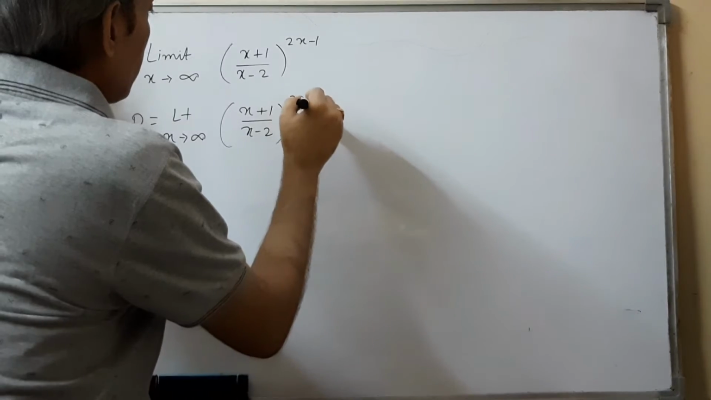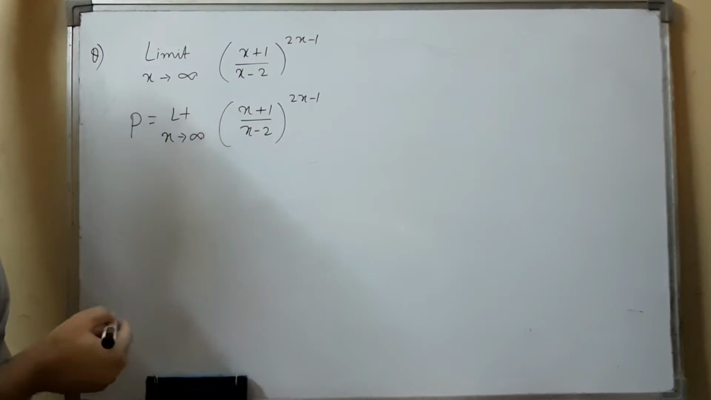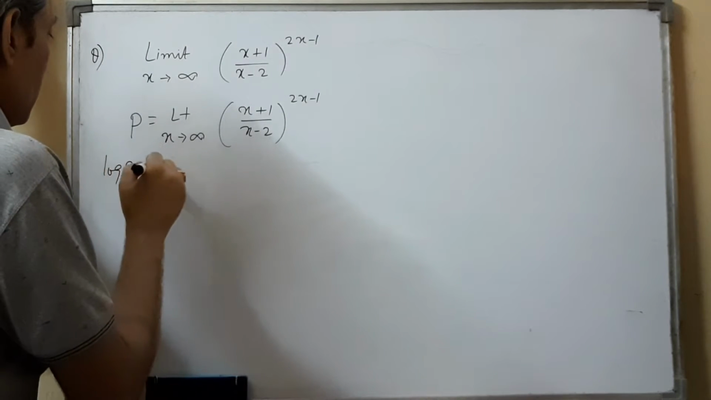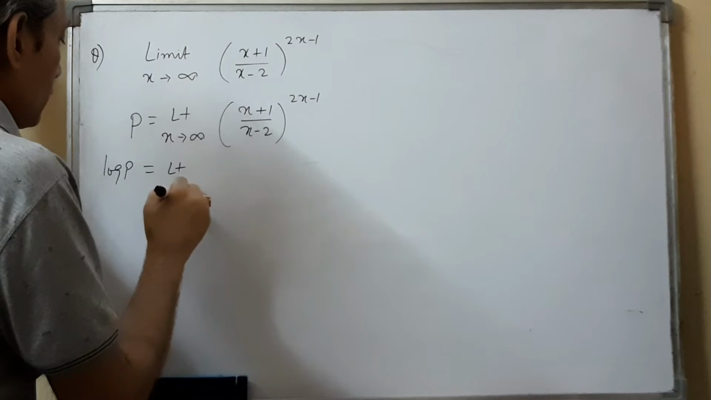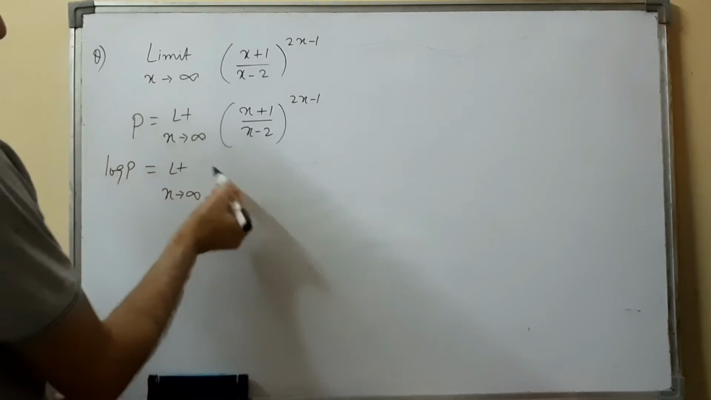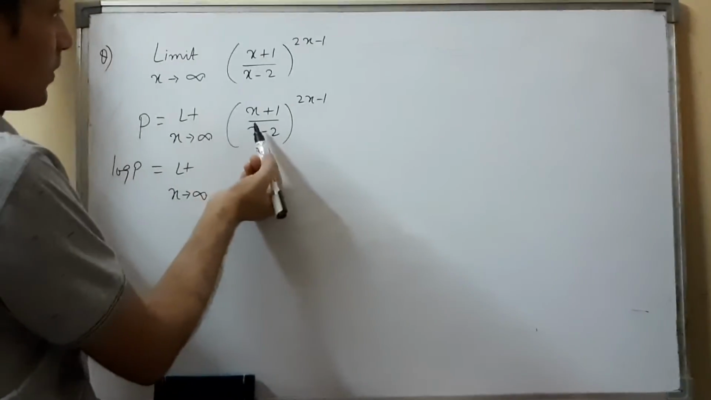Let the limit of this function be, call it p. Short form of limit LT. Let p equal to this thing. Now take the log of both sides. Log can be taken inside the limit. Now apply the log.